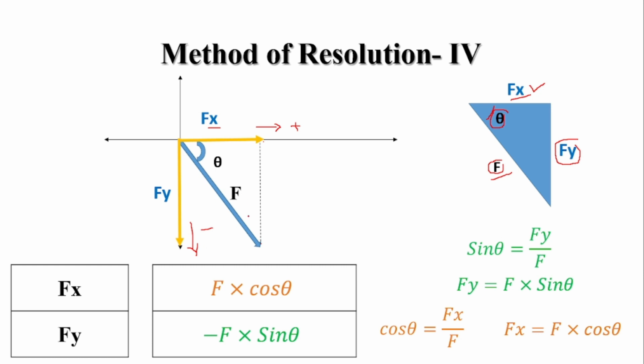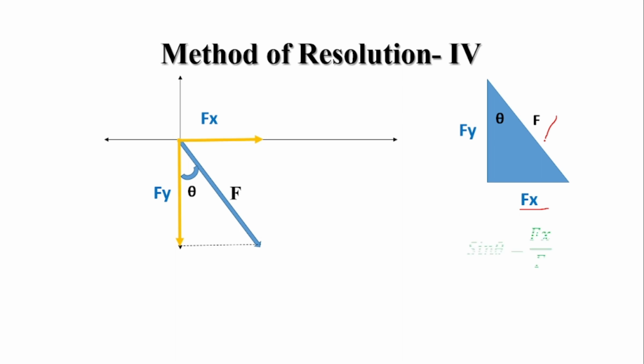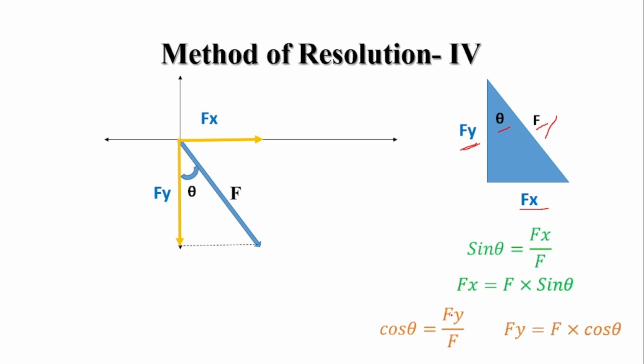Okay, in the next case we will see the angle with the vertical. So we'll draw one perpendicular line here. Now the fx value is this one and the fy value is this one. Consider this triangle here. Hypotenuse is f, base is fx, height is fy and this is the included angle. Now for this angle, the opposite side is fx and the hypotenuse is f. So sin theta is equal to fx divided by f. So the value of fx is equal to f sin theta. Now for this angle, the adjacent side is fy. So cos theta is equal to fy divided by f. So fy is equal to f cos theta.